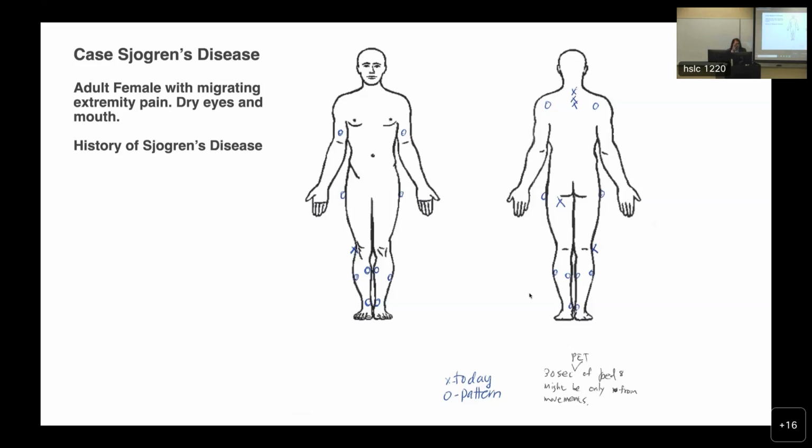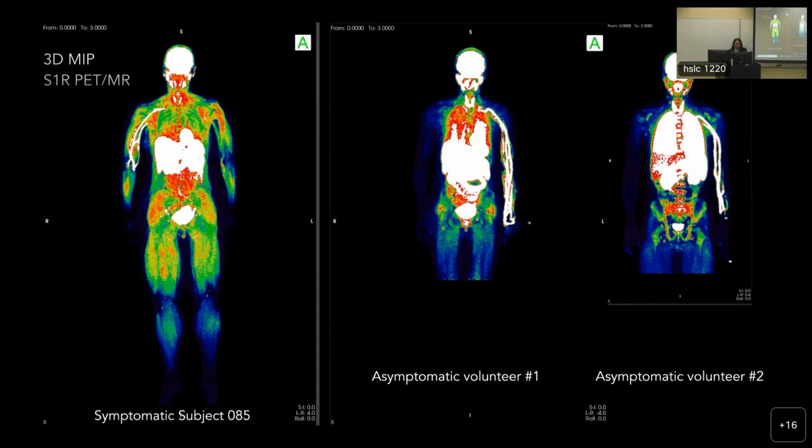No imaging up until this point was able to show anything positive. So as you can imagine, she's been quite frustrated because doctors have not been believing her. She's also been not believing herself. This is her image on the left with the sigma-1 receptor, and these are two asymptomatic volunteers showing you the typical distribution. There's some physiologic uptake in the veins as well as the lung, but here's her extremities showing you quite robust uptake of this tracer, unfortunately for her.